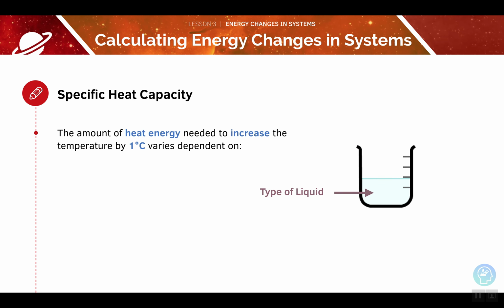The amount of heat energy needed to increase the temperature by 1 degree Celsius depends on the type of liquid and the mass of the liquid. For example, it might take a different amount of heat energy to increase the temperature of a beaker of oil compared to a beaker of water.